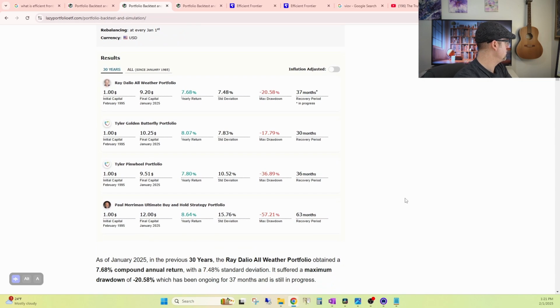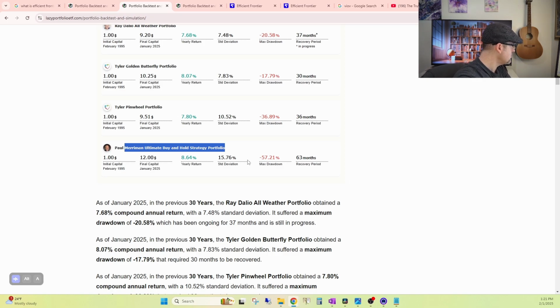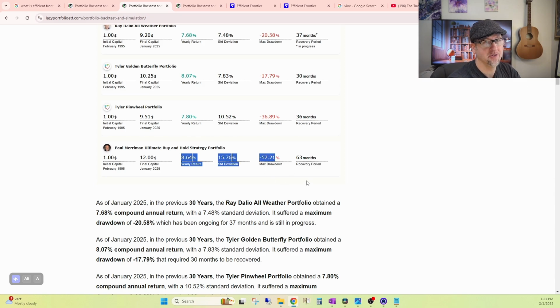That's good. So we get the Paul Merriman Ultimate, which chooses those, I believe, 10 or 12 stocks or ETFs, and we can see this one has a very good yearly return of 8.64%, but a huge drawdown. So this is pretty bad, I think, and it will take you 5 years. So yeah, you're getting a good return, 8.64%, but you could have the possibility of a negative 57% drawdown, and that's 5 years to get over that. That's insane. So the Paul Merriman Ultimate Buy and Hold strategy may not be the correct one to go with.